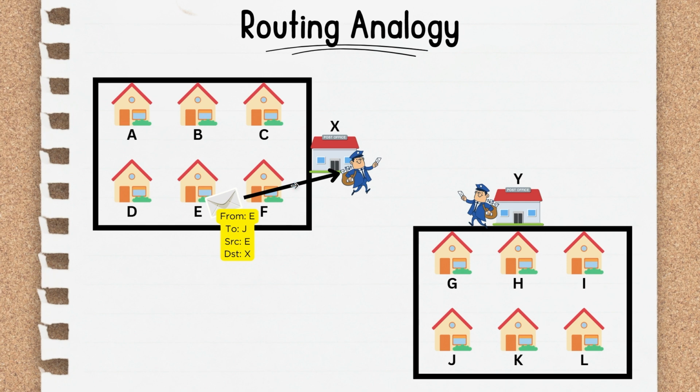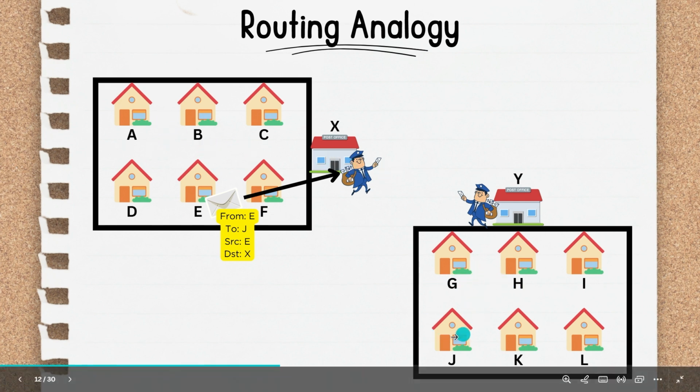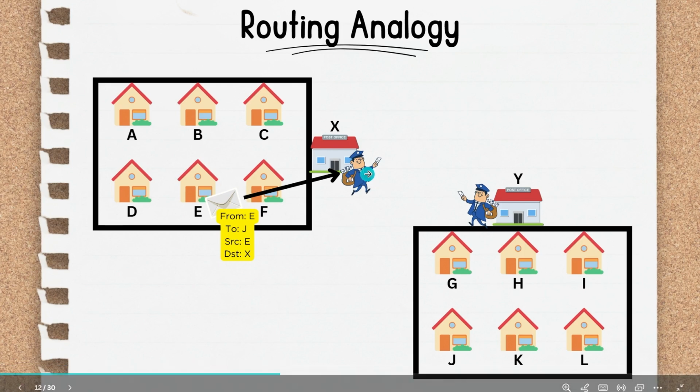So there is one solution. Let's say we put someone at the entry gate of the society, and each society will have that same person, called a postman. If these two postmen know that someone from this society wants to talk to someone in J, then J is living inside this society, and this postman knows that J is here.